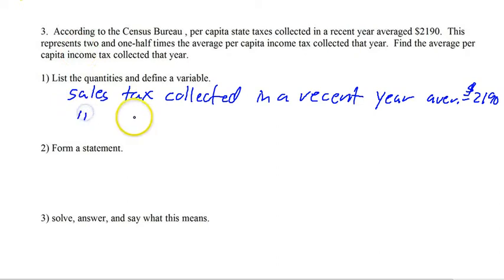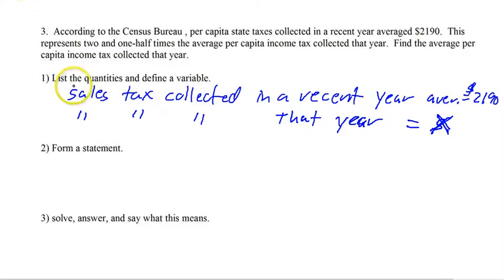So we're looking for the income tax collected that year. I know it seems weird. We have recent year and that year. And we're going to call that one X because that's what we're asking to find. That's the question. Find the average per capita income tax collected that year. We have recent year and that year. If you want, you can say year 1 and year 2. It's your choice. I'm going to use the words that were given, which was recent year and that year.